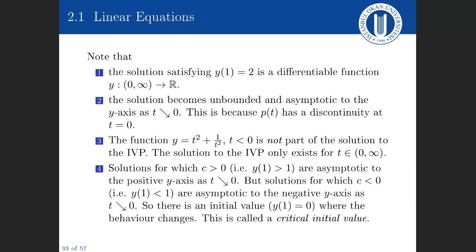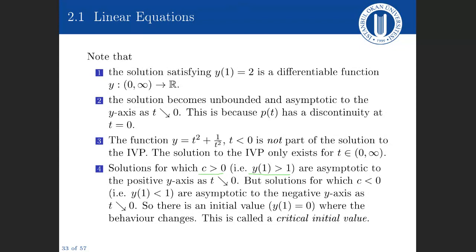In particular, solutions for positive c, that's the same as saying y of 1 is strictly greater than 1, are asymptotic to the positive y-axis as t decreases to 0. But solutions with negative c, in other words, y of 1 is less than 1, are asymptotic to the negative y-axis as t decreases to 0.